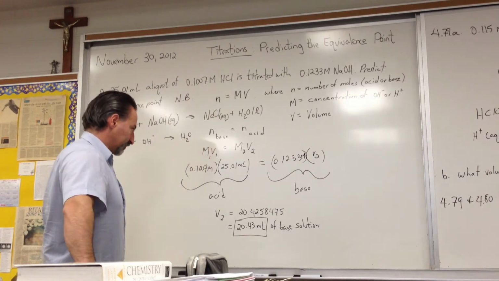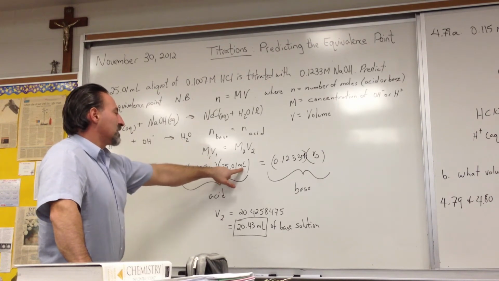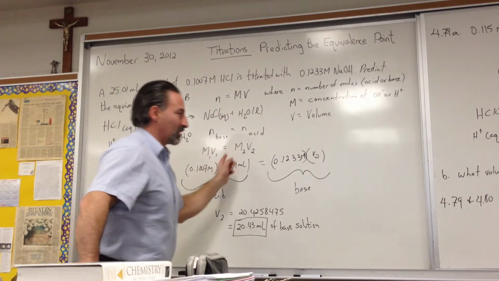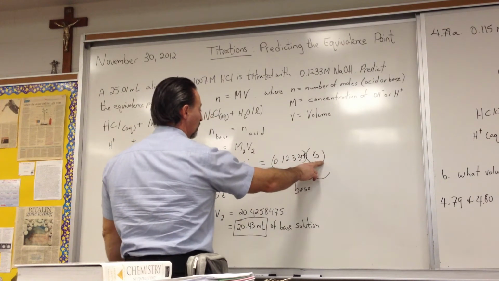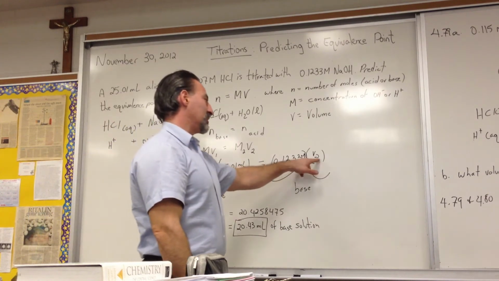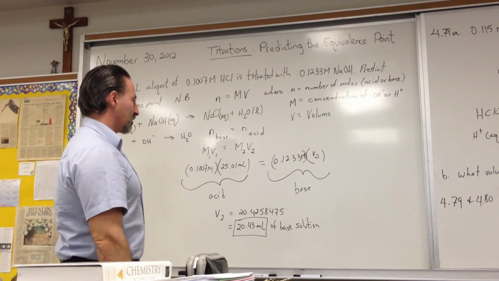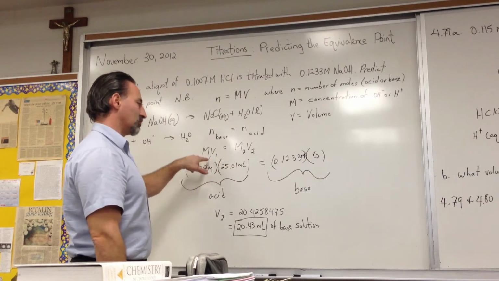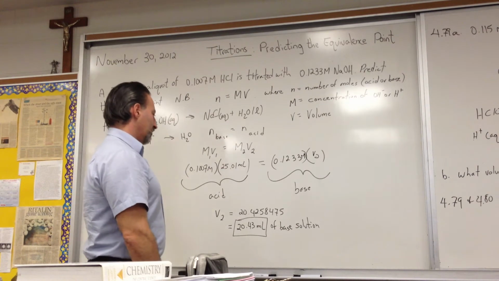M1V1 equals M2V2. Here's the concentration of the acid. Here's the volume of acid. Notice I left it as mLs. It actually doesn't matter what unit you use as long as you're consistent left and right. So if you use mLs for the volume, then use mLs on the right, because we're not actually trying to find out the number of moles. All we're trying to find out here is the volume of base that's going to be necessary. If you were trying to find out how many moles was being used, then you would have to use liters, because to cancel moles per liter, you have to put liters here to get moles. But we're not looking for that, we're just looking for mL.